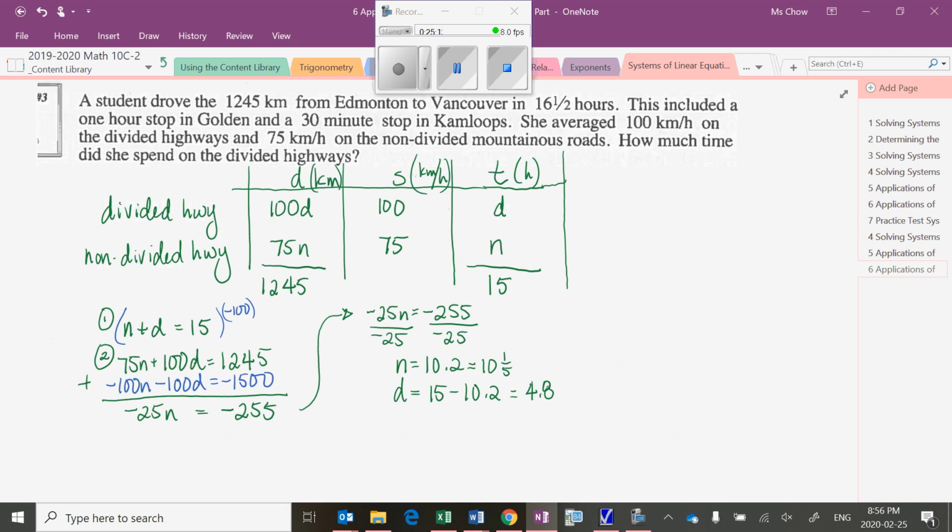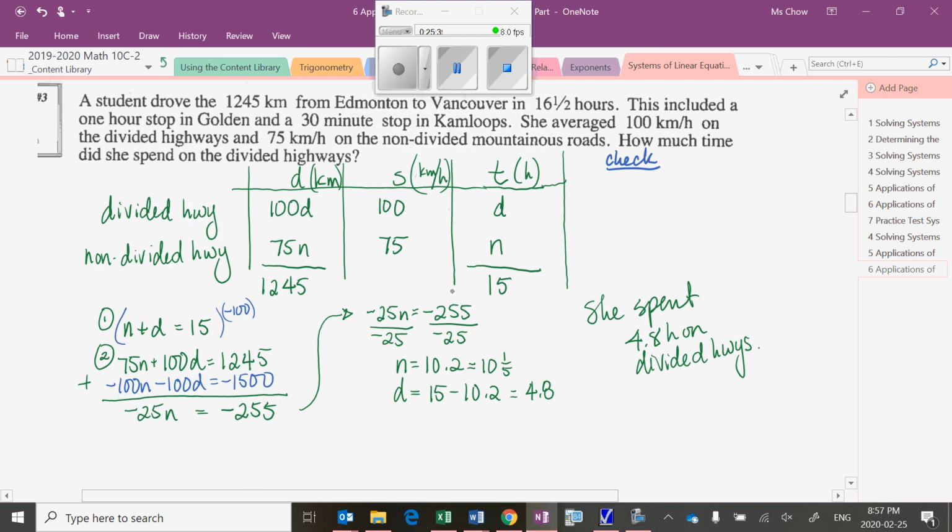So how much time did she spend on the divided highways? She spent 4.8 hours on divided highways. Sorry, if you wanted to do a quick check, I should have done that as well. So we checked the 15-hour total, but let's take a look.